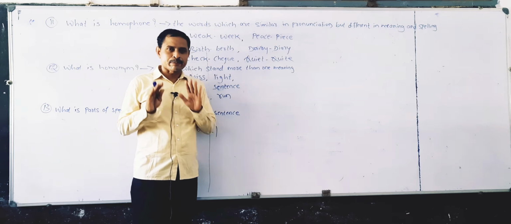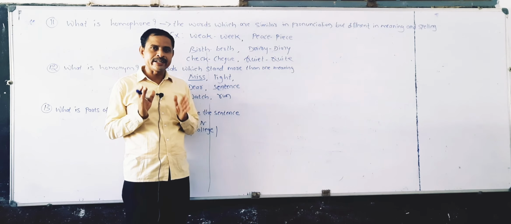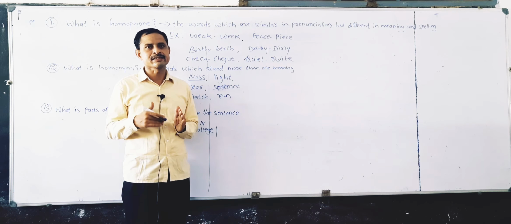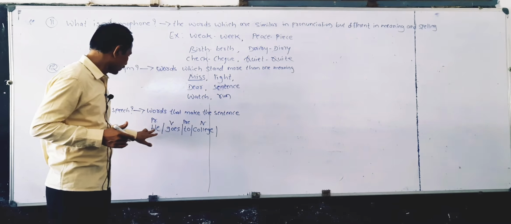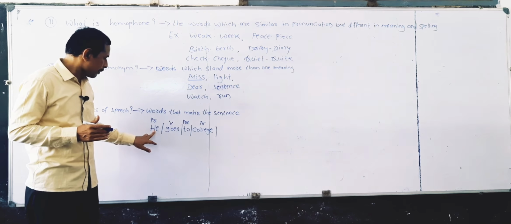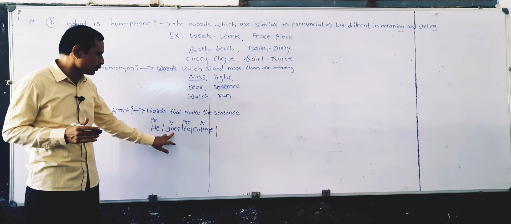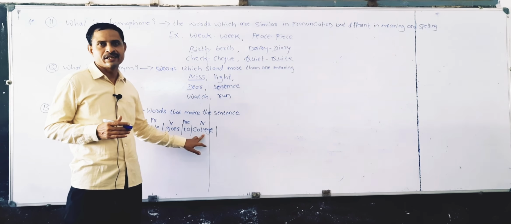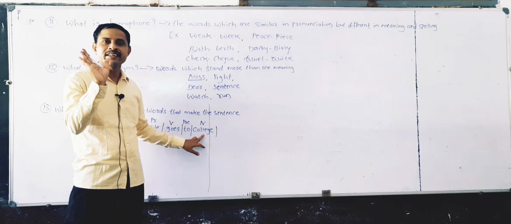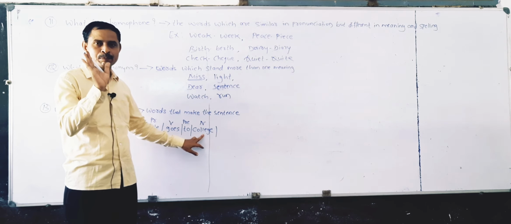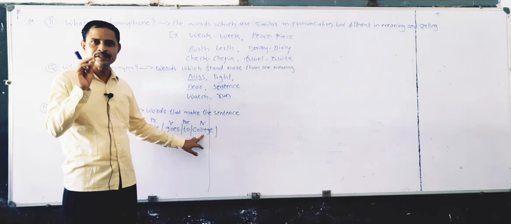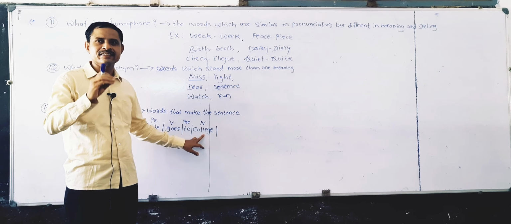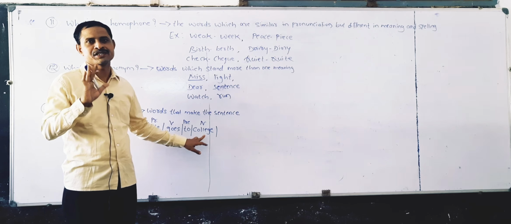The words that make the sentence are divided into 8 kinds according to the function they do in a sentence. Here, he is a pronoun, goes is a verb, to is a preposition, college is a noun. Thus there are 8 parts of speech. Any word that we read or write comes under these 8 parts of speech.